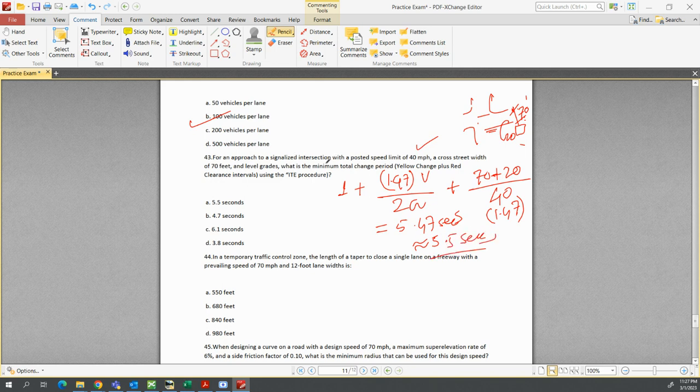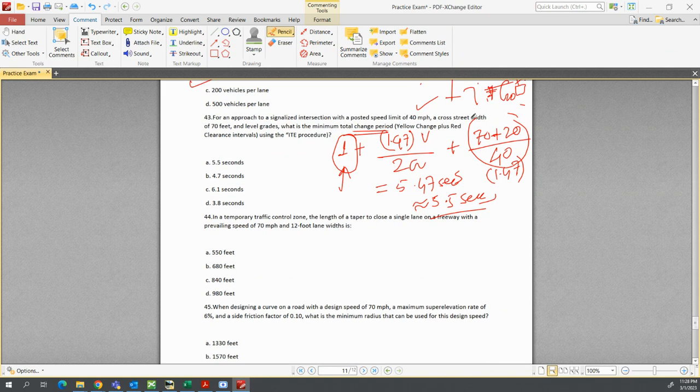So if you see the ITE formula book, they will give you the formula for this change period, which is yellow change interval plus red clearance interval. So for red, the total width of the intersection, how much time it will take to pass the car. Let's say the car is here, it wants to pass the intersection. So it will be the total width of the intersection plus the length of the car, which is considered as 20 feet, divided by the speed. So that's how we found this. And this is the initial reaction time. So that's why this is the 1 second, and this is 1.47 V by 2A. Right? This is for the yellow change. So this answer will be 5.5 seconds.